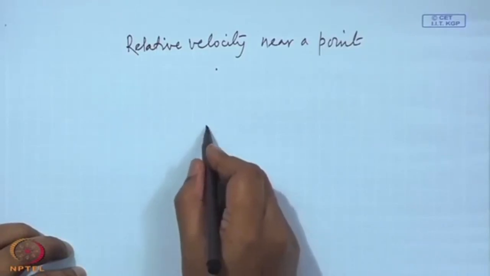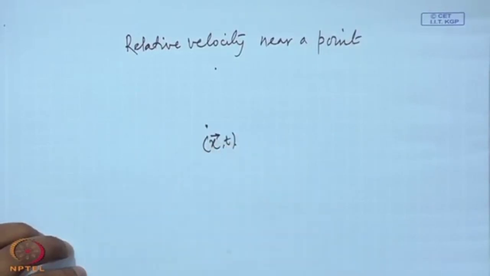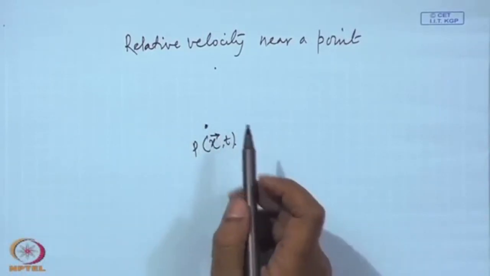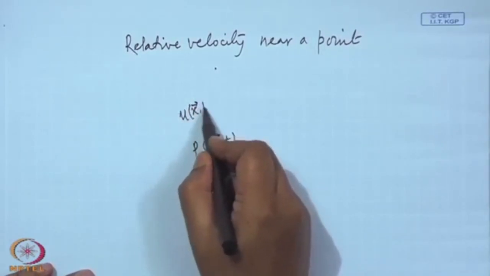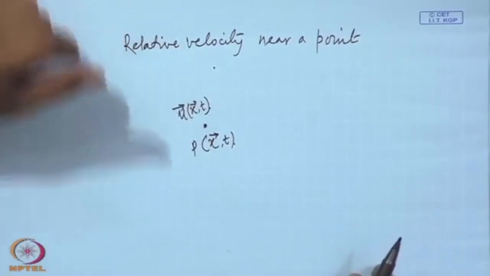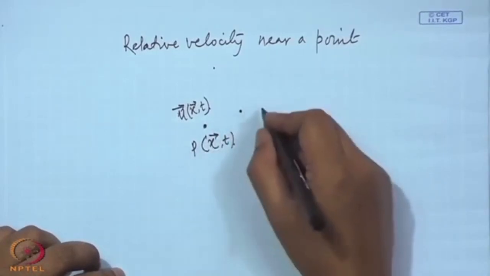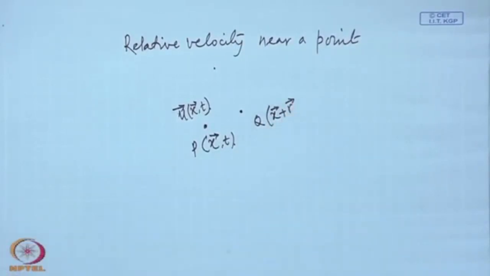Let us say we have a point which is denoted by the position vector x, and of course, at time t, this is the point P. And let us say at this point the velocity is u. Let us say a neighboring point whose position vector is x plus r. Instead of writing any delta x, we are writing r. The distance between the two points is r, which is of course very small.